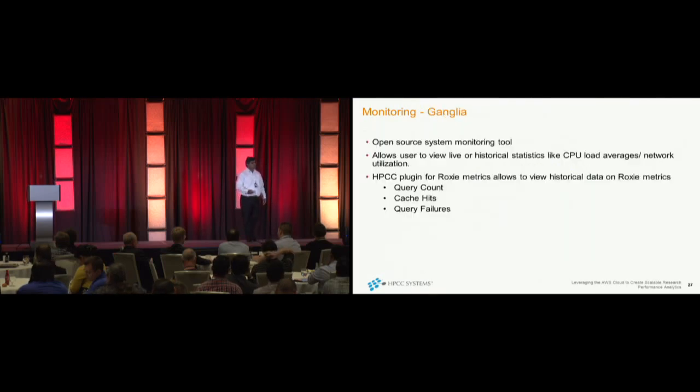Next, Ganglia. It is also an open source monitoring tool which helps monitor the clusters. And it is complementary to Nagios because in Ganglia, we can maintain the historical data. So just like Nagios, you can monitor all the system resources, but in addition, in case of any issues, you can easily debug and investigate issues that happened sometime in the past. In addition, HPCC provides plugins for Roxy metrics, so it is possible to view historical data on the Roxy metrics as well. Some of the Roxy metrics are listed there.